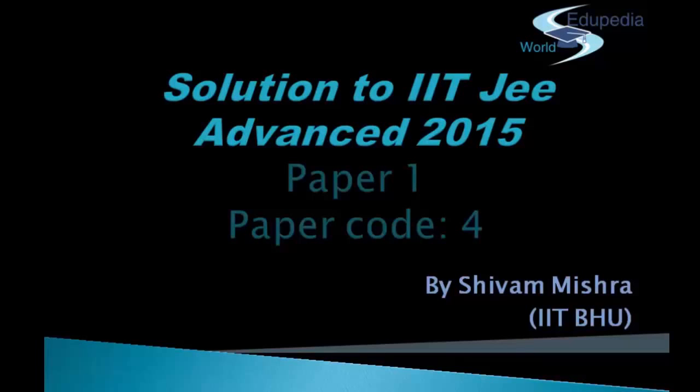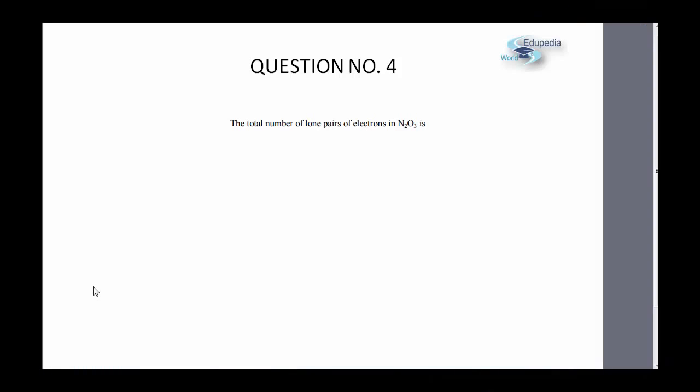My name is Shivam Mishra and today we are going to discuss the solutions to IIT JEE Advanced 2015 paper 1. The code which we are using is 4. Okay students, let us look at question number 4.